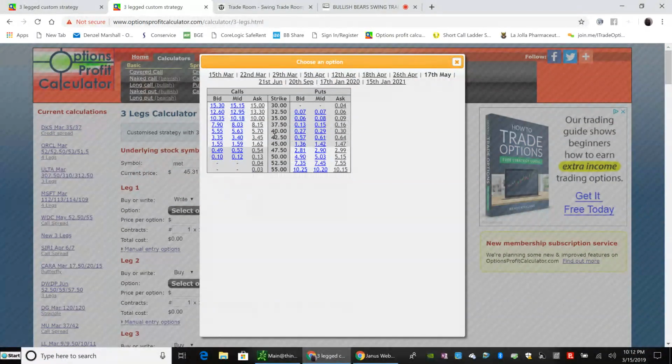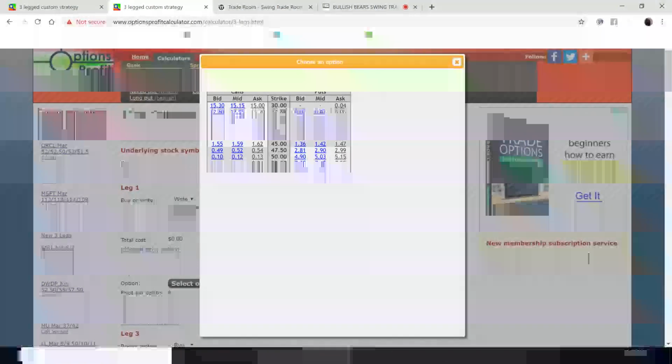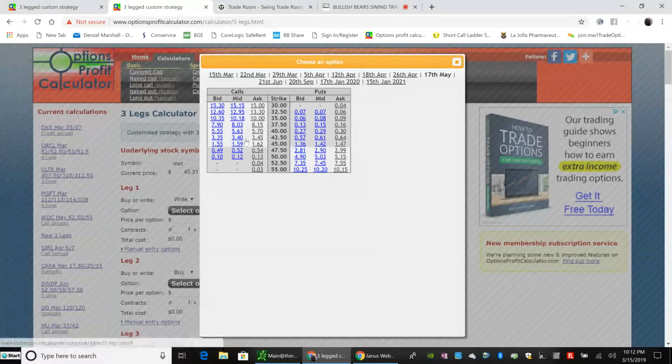And so on the options calculator, again, for you guys who have already reviewed my previous video on the options calculator, you will understand how to use this tool. If not, you can go and find my video on the options calculator. You can find out how to use this tool.